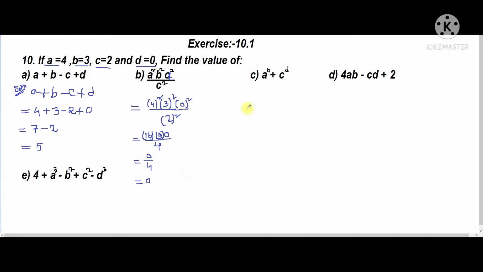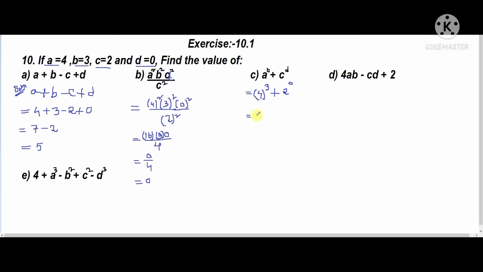Now see, a to the power b plus c to the power d. The a value is 4, and the exponent b value is 3, so we write 3 here, and plus c. The c value is 2, we write 2 here, and the exponent is d, whose value is 0. So 4 cube.